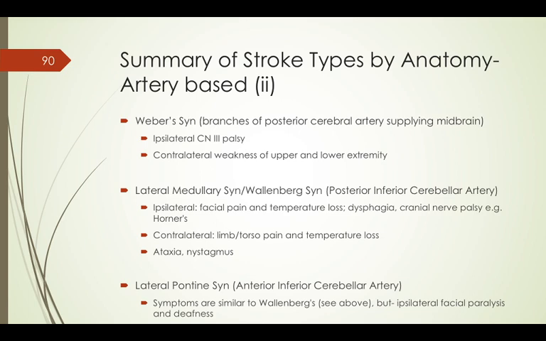And finally here, lateral pontine syndrome caused by the AICA artery is actually quite similar to the Wallenberg syndrome, but it causes an ipsilateral facial paralysis as well as deafness.